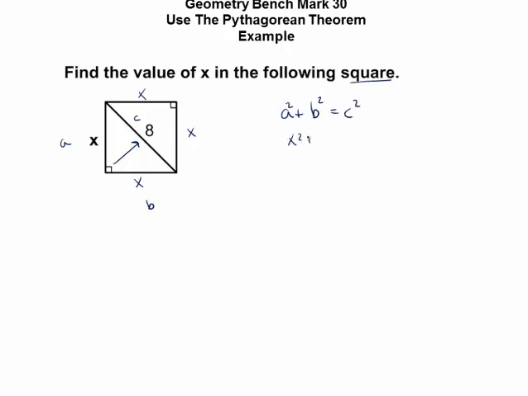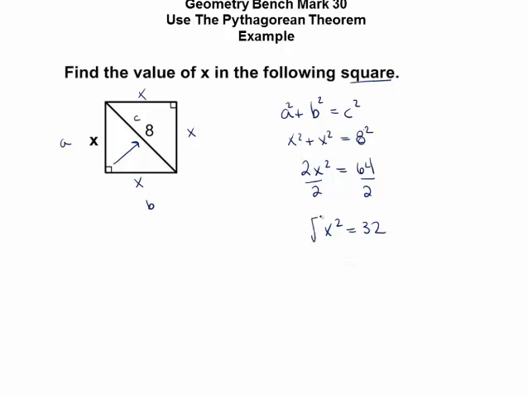So x squared plus x squared is equal to c squared, which is 8. 2x squared is equal to 64. Divide both sides by 2. X squared is equal to 32.